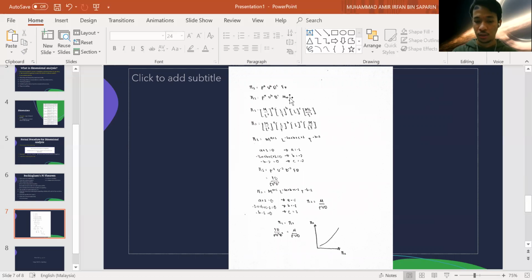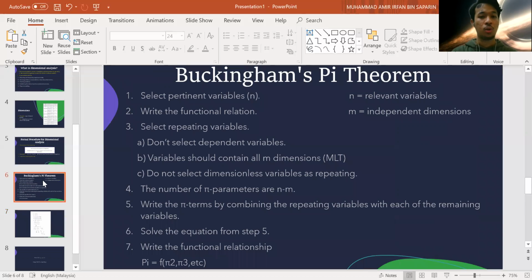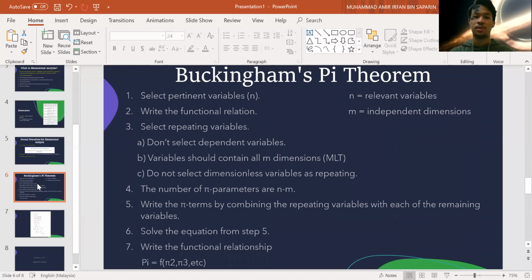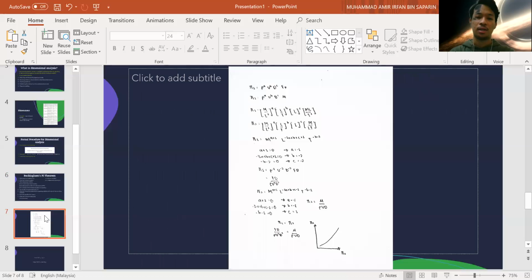So in this we have T, which is in velocity, and also in this we have M, which is in the density. So the third rule is do not select dimensionless variables as repeating. There are no dimensionless variables in this equation. So the fourth step: the number of pi parameters is n minus m. n is 5, m is 3, so n minus m is 5 minus 3 equals 2. So there are two important dimensionless parameters which will characterize this problem.